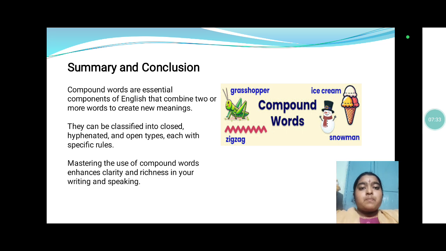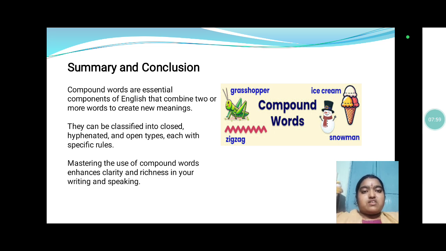In summary, compound words are essential components of English that combine two or more words to create new meanings. They can be classified into closed, hyphenated, and open types, each with specific rules. As we have said, these are classified into three types: hyphenated, open, and closed. Mastering the use of compound words enhances clarity and richness in your writing and speaking.